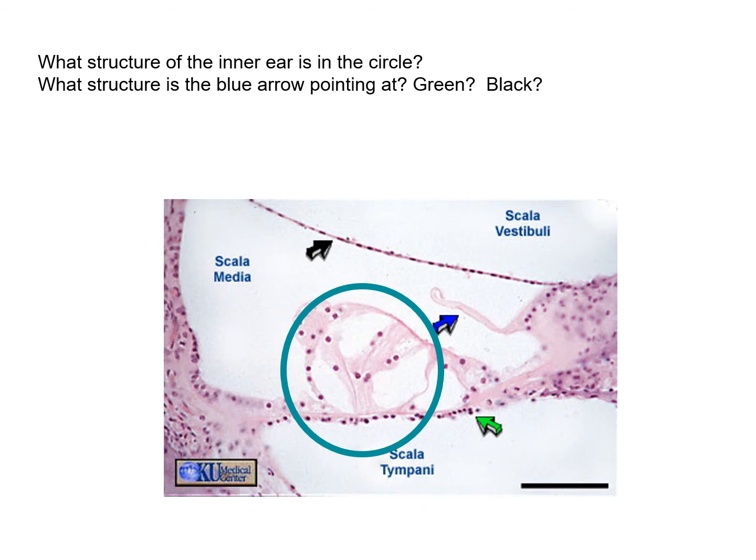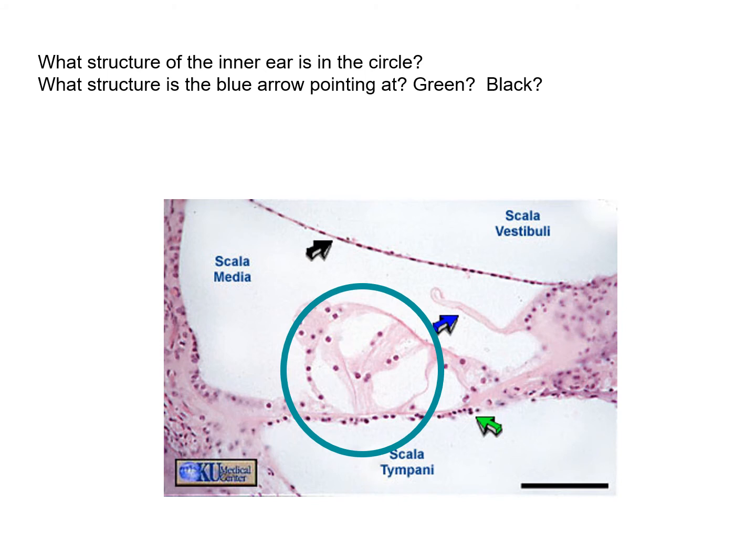The ear. Well, it is the ear. I tell you that in the slide. Because I can recognize these. I know. Okay. What structure? What is that? Basilar. So the green is the basilar membrane, correct?